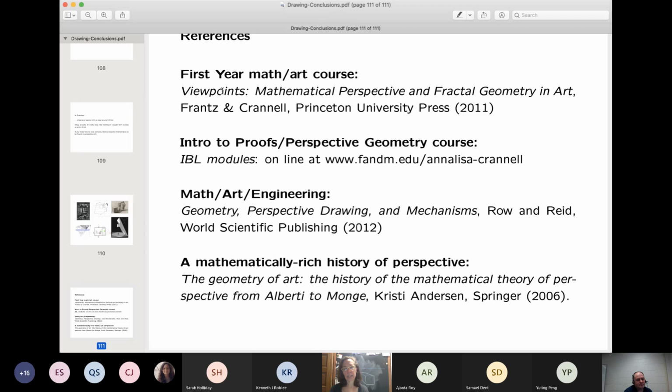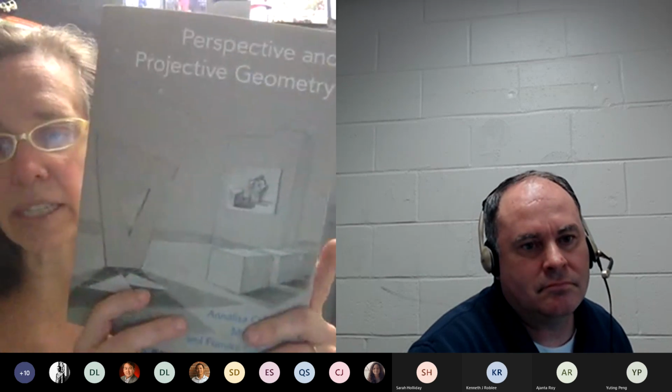And the perspective geometry, let me see. Okay, good. I just unstopped sharing. This particular book really is a great book for students who are starting doing mathematics and really want to get into fun geometry puzzles, but also proving things.